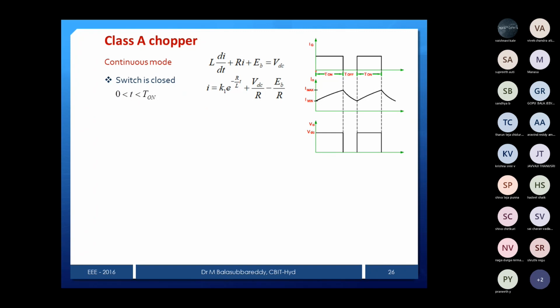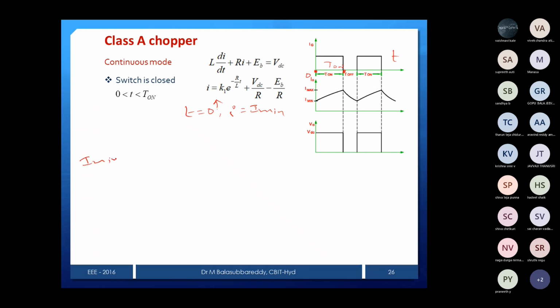I started the derivation for the 0 to t on interval. This is the on interval. The x-axis is t, so at t equal to 0, what is the current? I is equal to I minimum. You can substitute this initial condition in that equation.